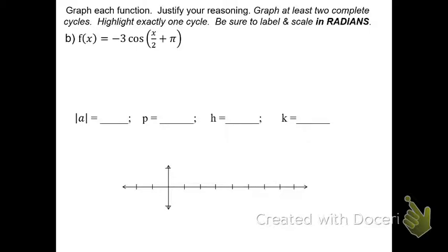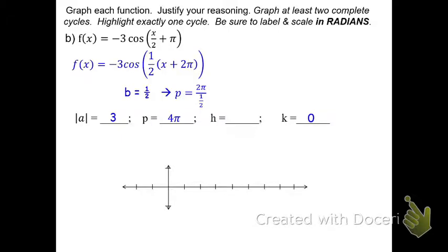All right, hopefully you've had a chance to work this one out. The amplitude is 3. The frequency is 1/2. 2 pi divided by 1/2 becomes 2 pi times 2, which is going to be 4 pi. If it's half as fast, it takes twice as long to finish. No vertical shift. This time, though, the x over 2 plus pi needs to be factored out.